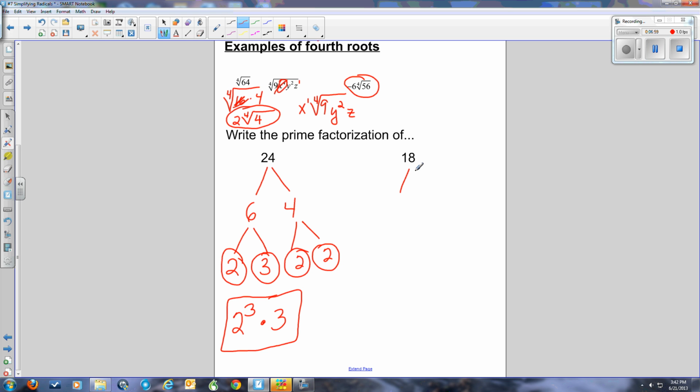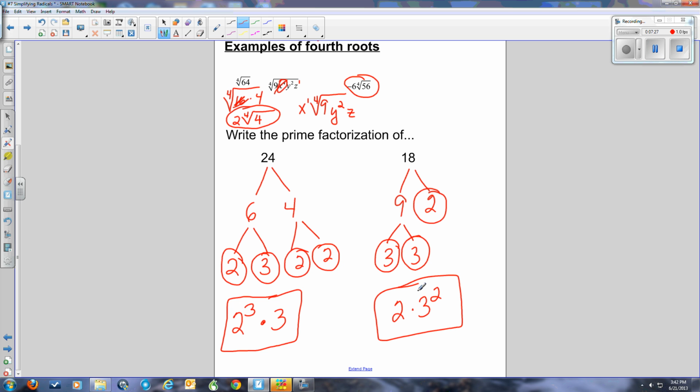Write the prime factorization of 18. So let's break 18 down into two numbers. How about 9 times 2? 2 is prime, so I'm going to circle that. 9 is not, so I'm going to break that down. 9 is 3 times 3. 3 is prime, so I will circle both 3's. And I'm going to write my answer as 2 times, there are 2 3's, so I'm going to say 3 to the second. 2 times 3 to the second. And that indeed gives you 18 back.